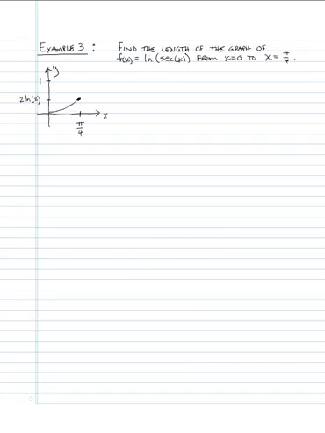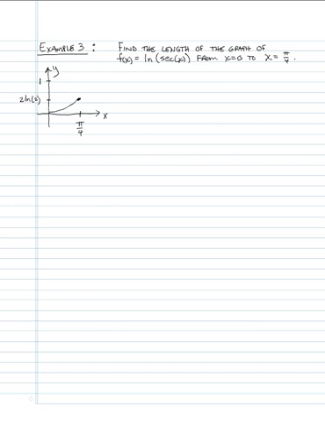As we start this video, we're continuing our study of calculating arc lengths of curves. You can see here the problem is find the length of the graph of f of x equals natural log of secant of x from x equals 0 to x equals pi over 4.